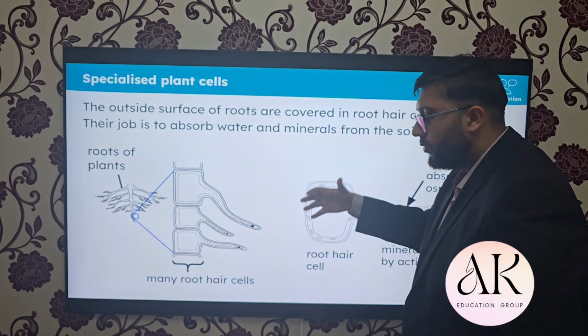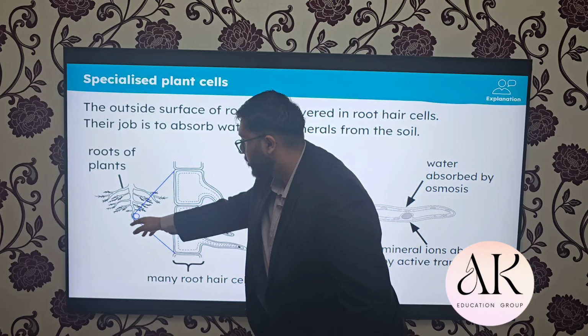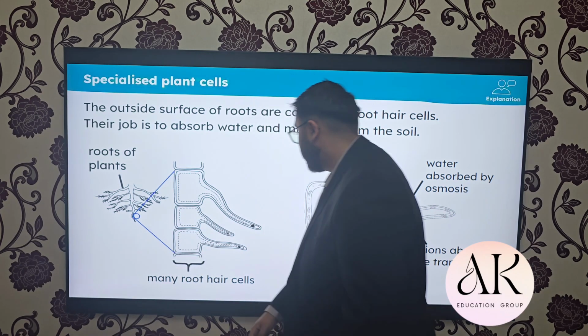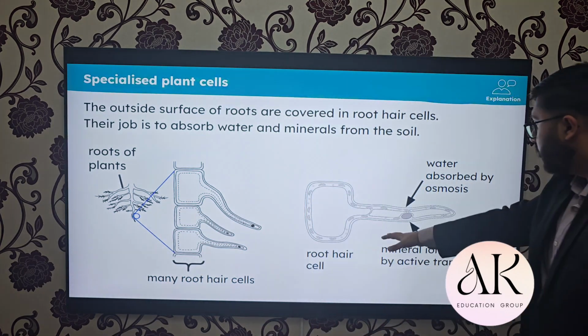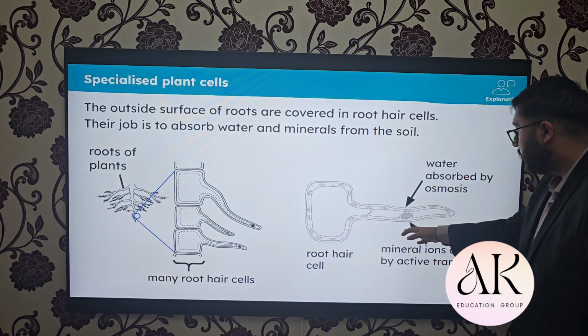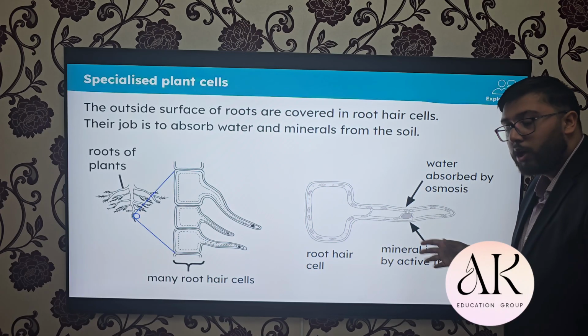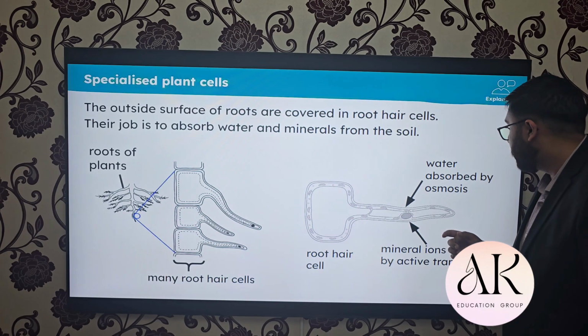No complicated stuff. So, the root of the plant, here you can have a look. You've got your really small root hair cells there. Then here we zoom in onto a root hair cell and you can see that the water is absorbed by osmosis. Remember that, guys. We're going to go through the different types of transport of minerals and water in a different lesson.